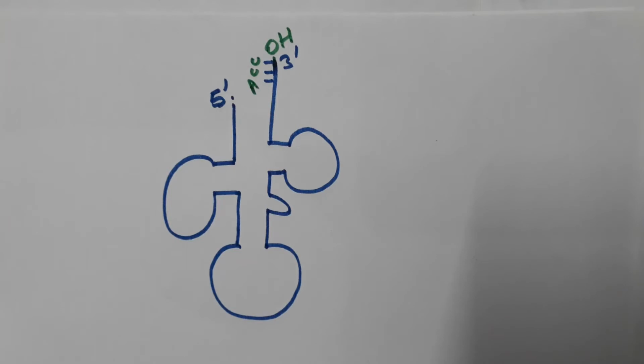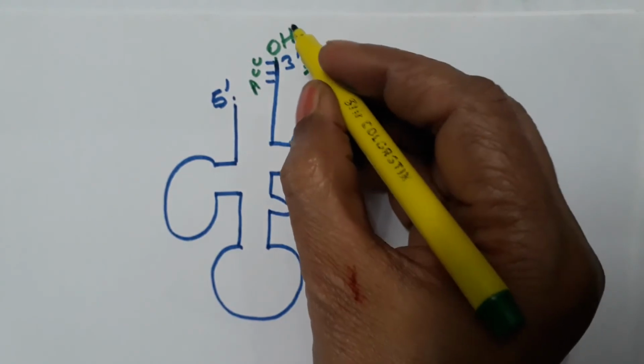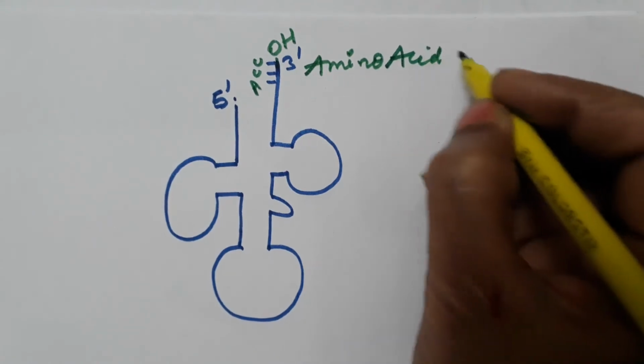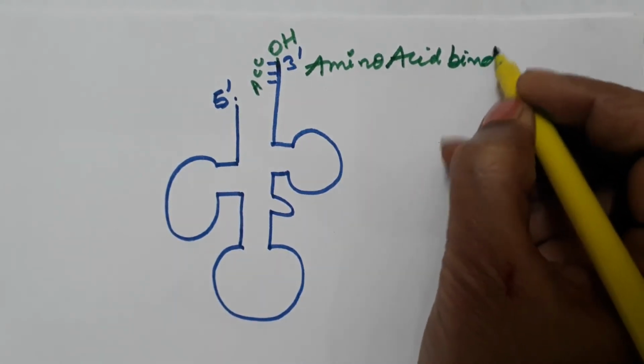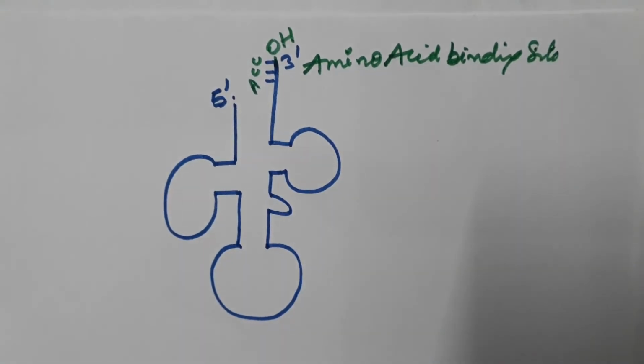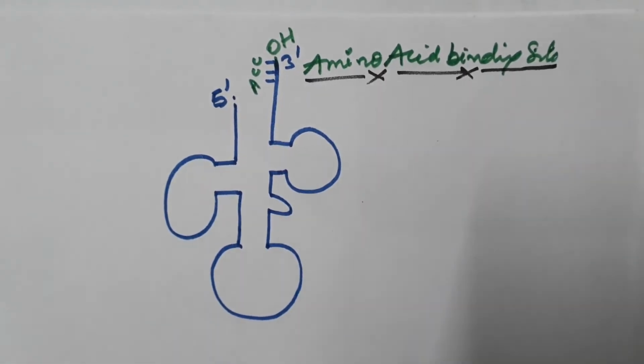That means this is the place where the amino acid comes and binds. Then it is transferred. So this is the amino acid binding site. This 3' end consists of the functional group OH. The amino acid comes and binds here, then is transferred to the protein synthesis site. So this is known as the amino acid binding site.